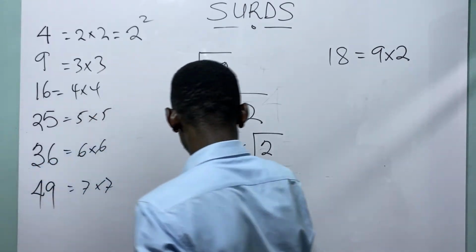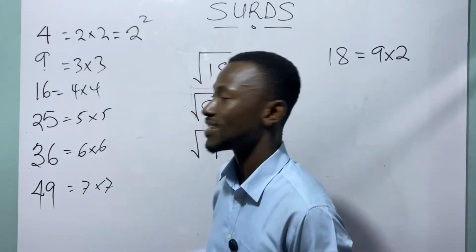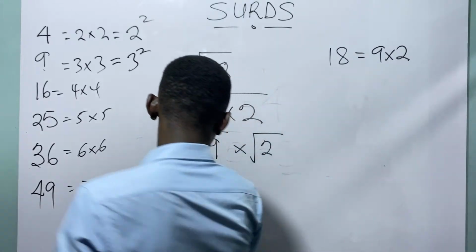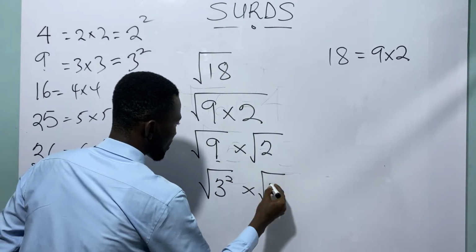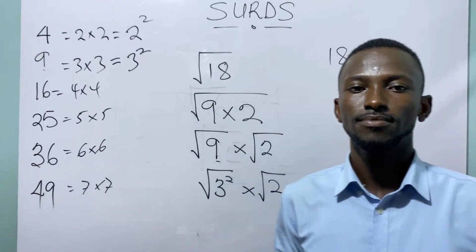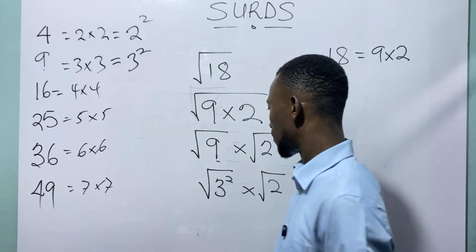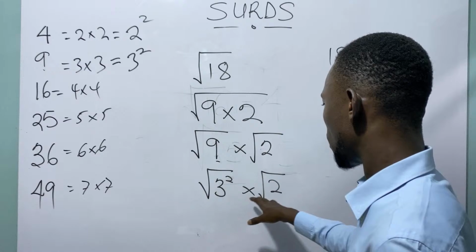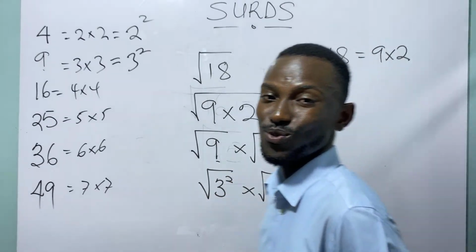Look at this. This 9 here is a perfect square. 9 is the same as 3 times 3, and 3 times 3 is 3 squared. So this 9 can be replaced with 3 exponent 2. Do you get that? I hope you do. Simplification of surds. So we have square root of 3 squared times root of 2.